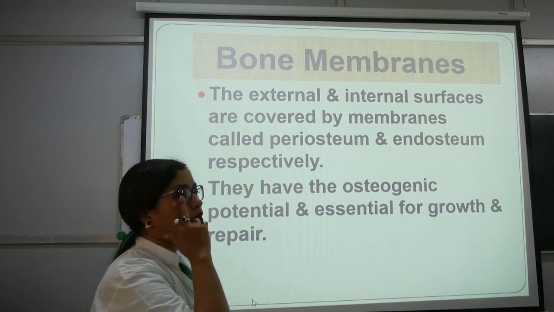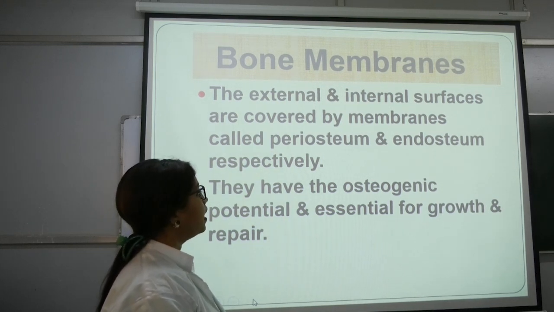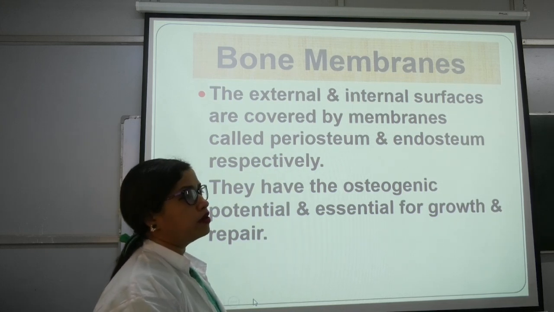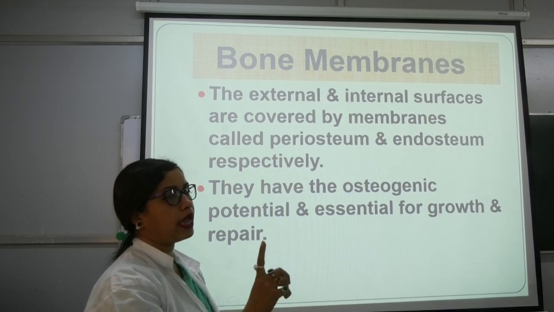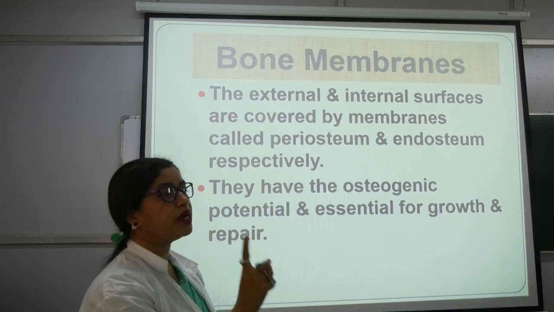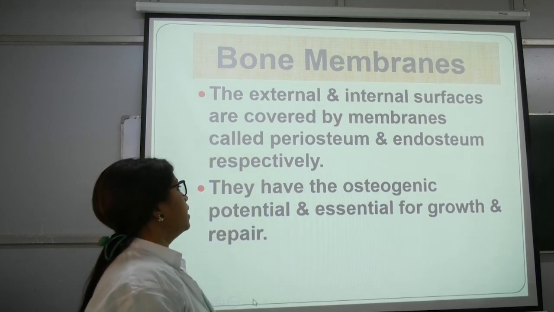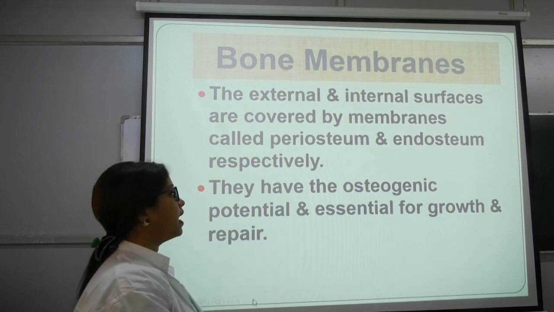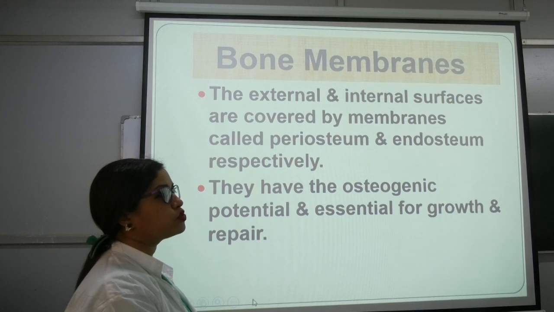There are two types of membrane in the bone. Number one, outside and inside, right? So the outer covering is known as periosteum, and the covering from the medullary cavity is known as endosteum. Okay. And what is the function of them? They have osteogenic property. So how many types of bone cells do you know?